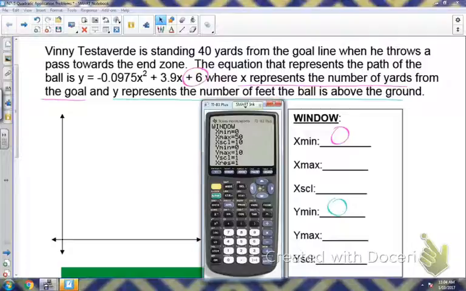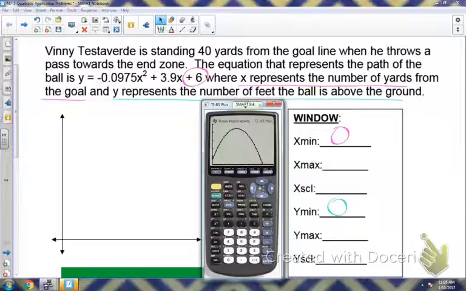And then my Y max, Y is the number of feet the ball is above the ground. Okay, so let's just say 50. We'll try it and see, we might have to adjust it. And then I want to make my scale to be 10, which means it's increasing by 10 to get to 50. Let's graph it and see if we're able to see the parabola. Notice that we're able to see the parabola. Okay, so this is a pretty good window.